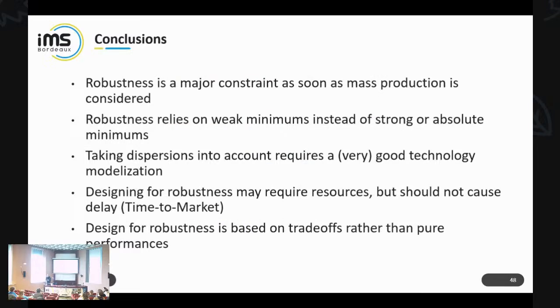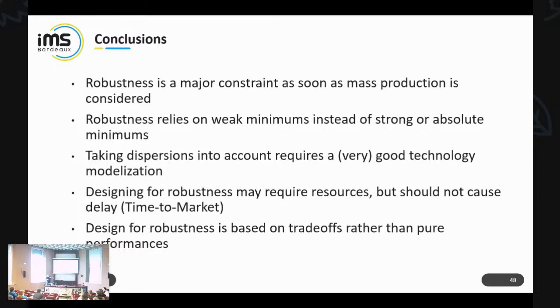The robustness is really a major constraint as soon as mass production is considered. Unfortunately, it's not that much studied or taught in academia, because it's better to have something which is the best. And we also have to talk about money. At a given moment, when you have circuits with a large discrepancy, even if one of them is the best in the world, at the end of the day your production cost will be unacceptable. So you have to take that as a constraint, like, for instance, power consumption or temperature or whatever. Cost is a constraint, a major one, maybe the major one.